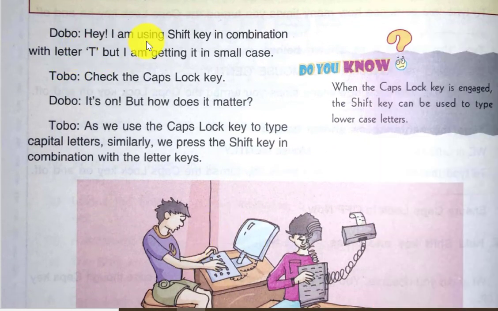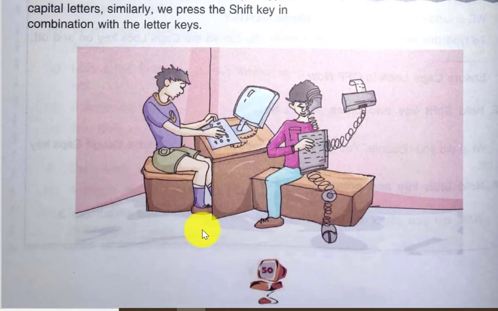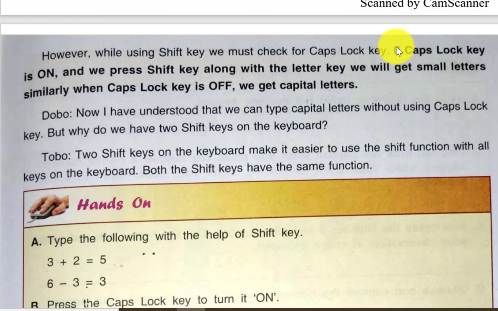Now Dobo says, hey, I am using the shift key in combination with the letter T, but I am getting it in small case. Do you know? When the caps lock key is engaged, the shift key can be used to type lowercase letters. It means when your caps lock key is on, it will type capital letters. But when you press the shift key along with this, then it will type a small letter. If the caps lock key is on and we press the shift key along with the letter key, we will get a small letter. Similarly, when the caps lock key is off, we get a capital letter.